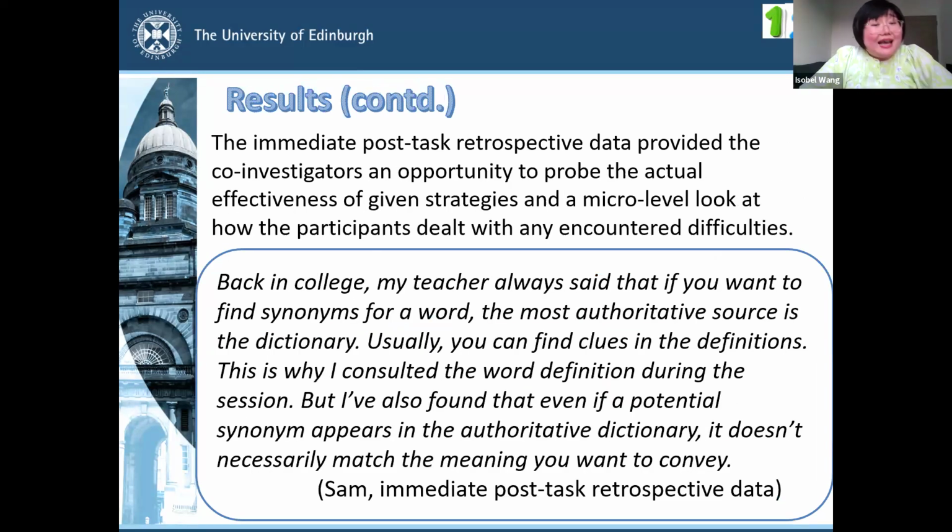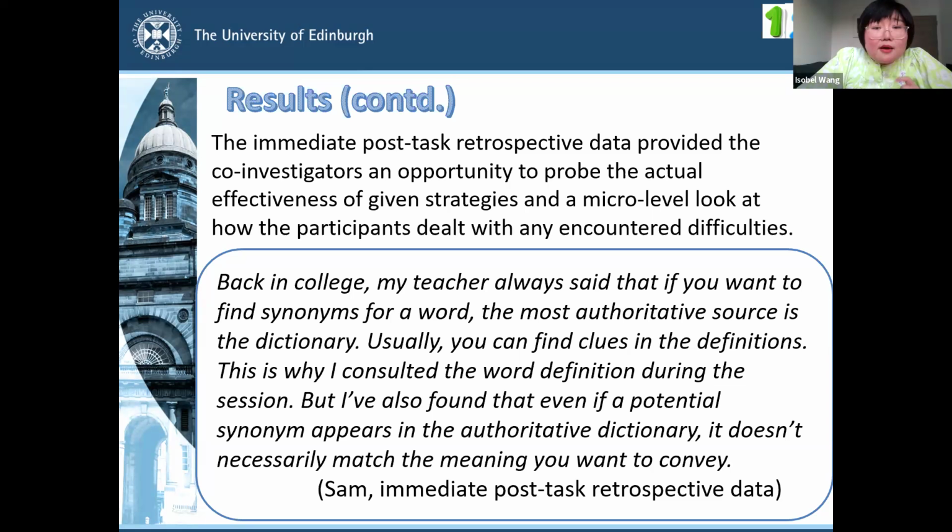We also collected the immediate post-task retrospective data within 2 hours. And this timely feedback also allows us to identify the actual effectiveness of the given strategies, and to take a micro-level look at how the participants handled any challenges or difficulties during the tasks. So here's an example Sam shared in the immediate post-task retrospective interview.